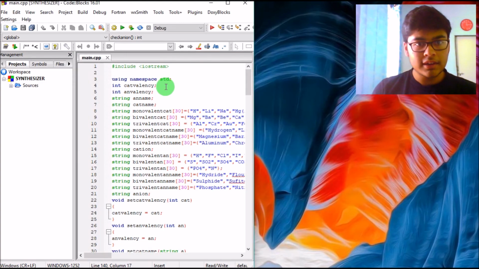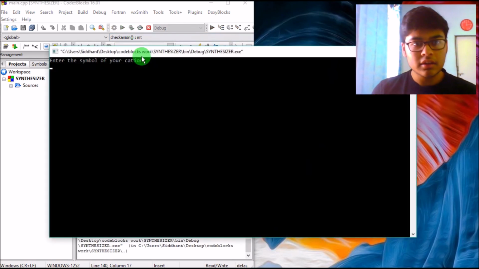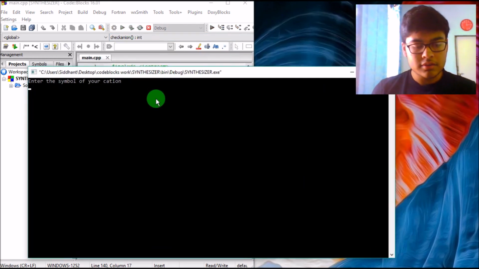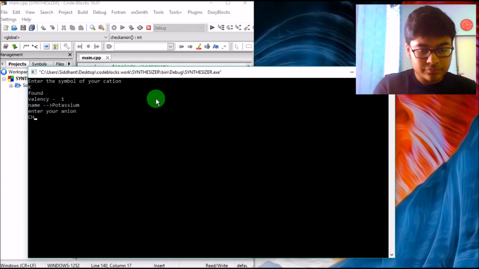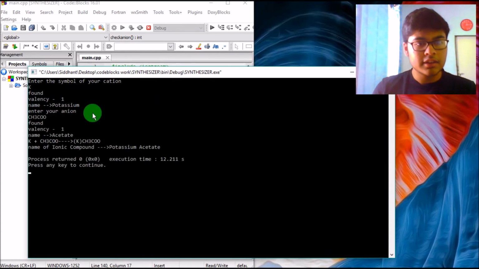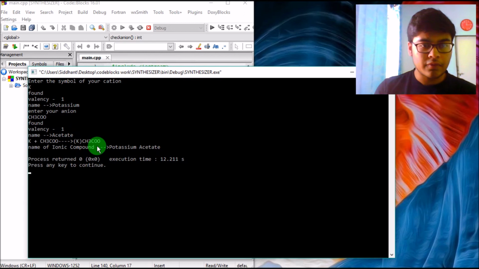That's not the only elements you can combine. You can combine a lot of those. For example, I can say potassium, and then suppose I have acetate. It says it's found and it's called acetate, and when they combine they become potassium acetate. They have the same valency, that's 1, so they don't show up as 1 and 1 after the name of the element.